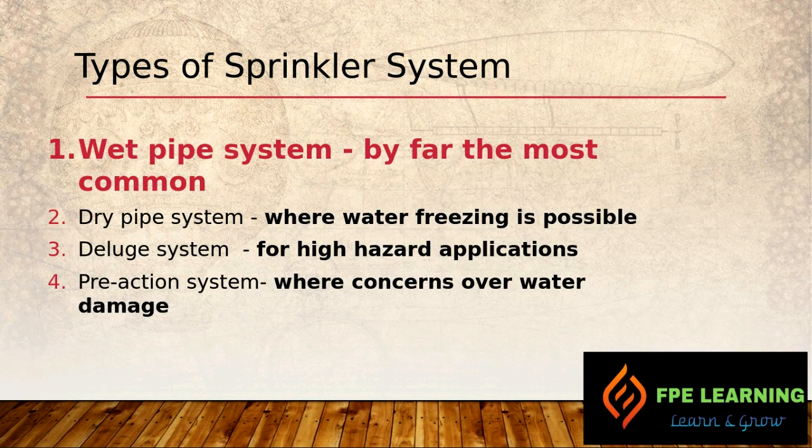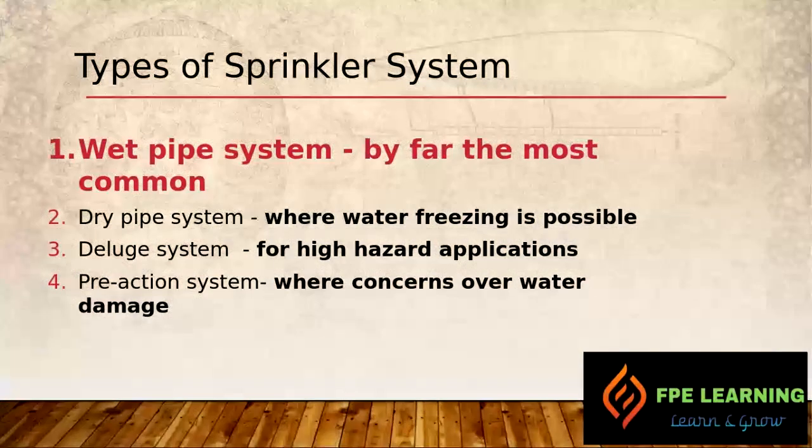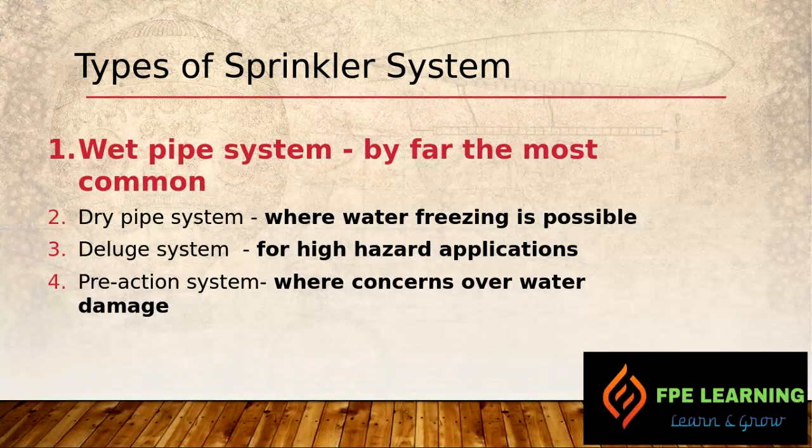The third one, we have the deluge system. The meaning of deluge is flood, right? It means there is no closed sprinkler. All of the sprinklers are open, right? So when there is a fire, the detection system detects the fire and activates the deluge valve, right? So all the water will come from all the system to extinguish the fire.